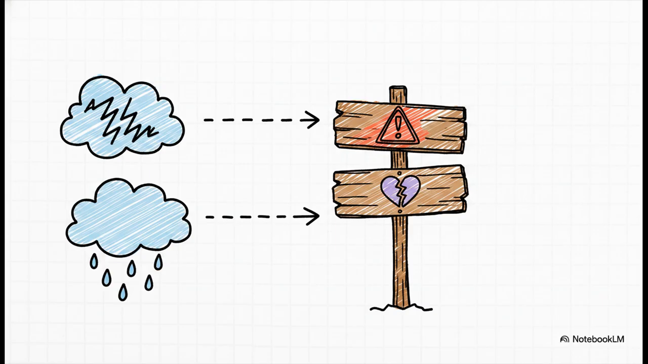Think of the emotion as a giant signpost. It points you directly to the kind of thought you should be looking for. If the feeling is anxiety, you start looking for thoughts about future threat. If the feeling is sadness, you look for thoughts about loss. The emotion is your clue.